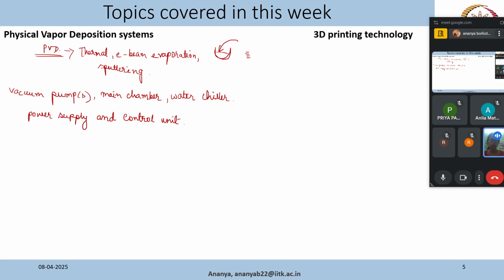And since we sometimes use some reactive gases along with it, especially in sputtering, that leakage can be dangerous if we are using gases that are toxic. Okay, these are the things we have to keep in mind while operating a physical vapor deposition system.